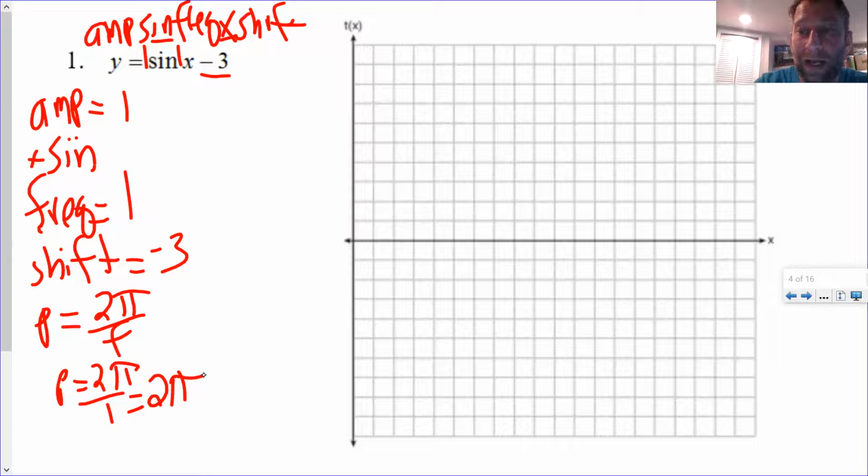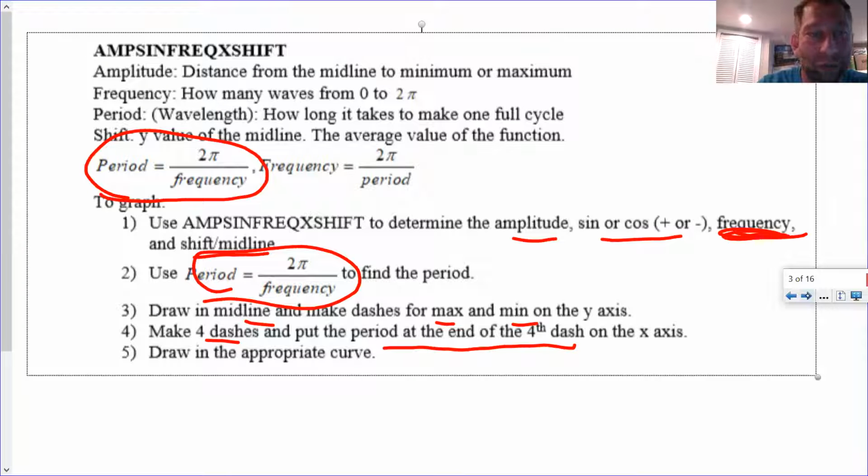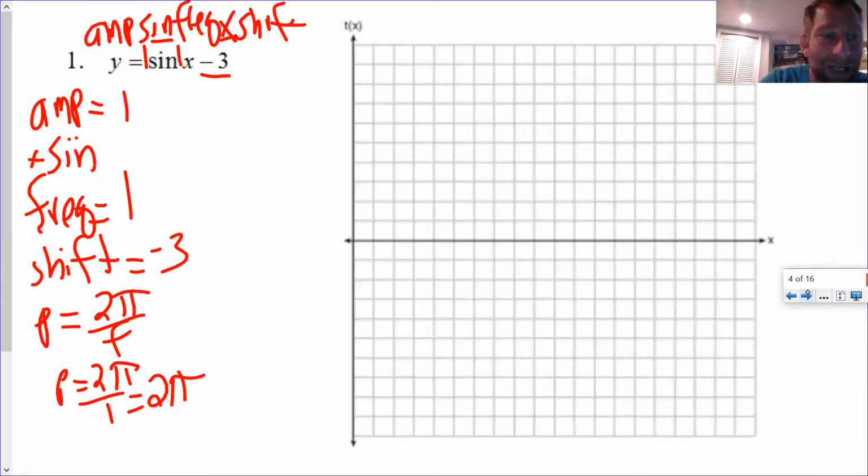So now that I got all my information, I'm going to draw in the midline and make dashes for the max and min. So my midline, my shift is -3.